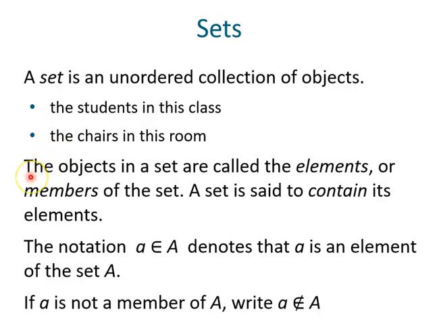The objects in a set are called the elements or members of the set. A set is said to contain its elements. And we have this notation: a ∈ A, which means a is an element of A, and a ∉ A means a is not an element of the set A.